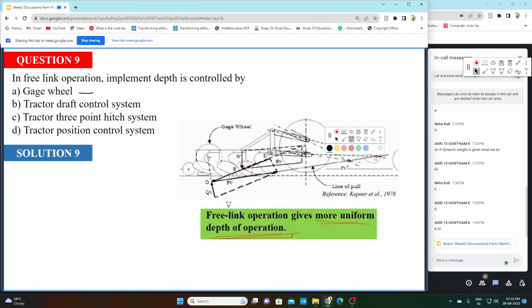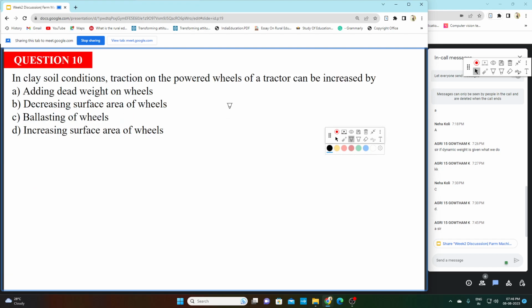This is a free link operation. The advantage of free link operation is that it gives a more uniform depth of operation than the restrained link operation. We have already discussed this type of question in the previous sixth or seventh question, but again, in free link operation, implement depth is controlled by the gauge wheel. So answer A will be your correct answer. I hope there is no doubt regarding this question. Let me move to the next question.